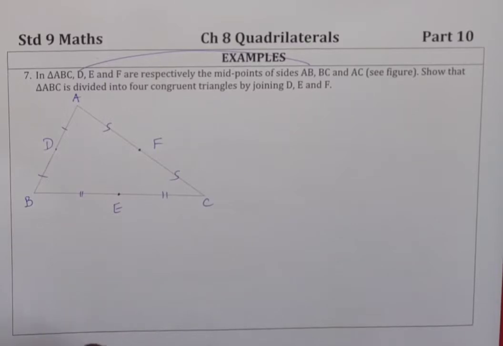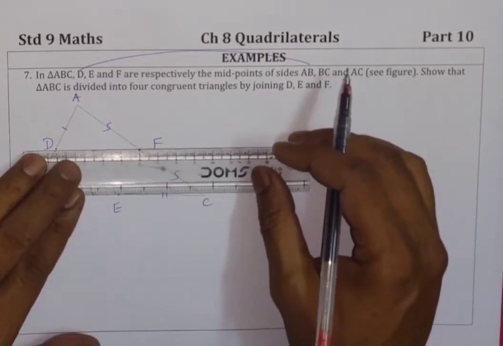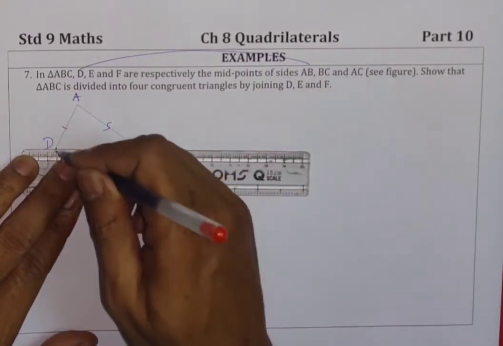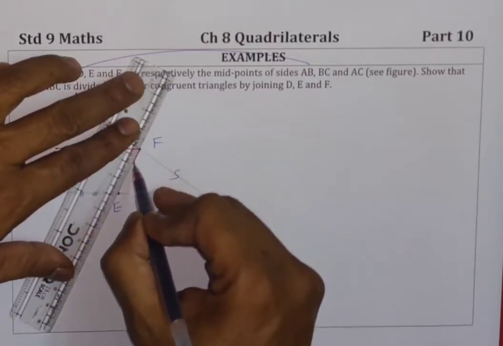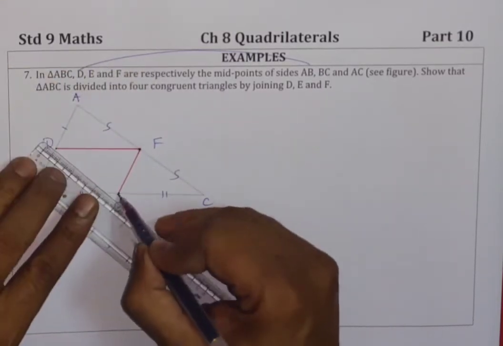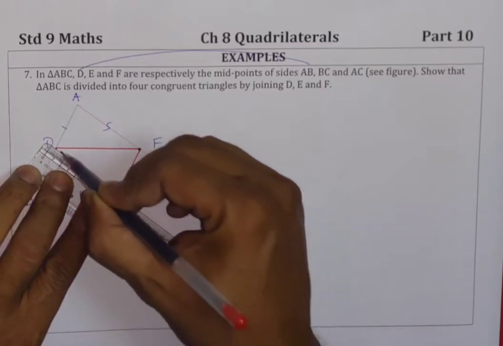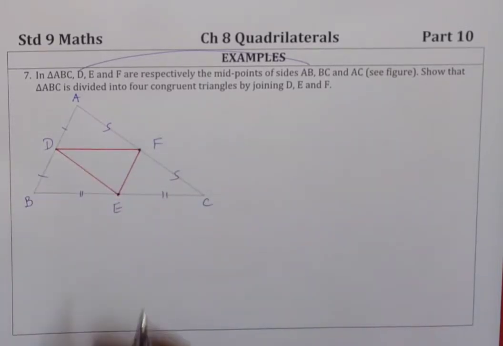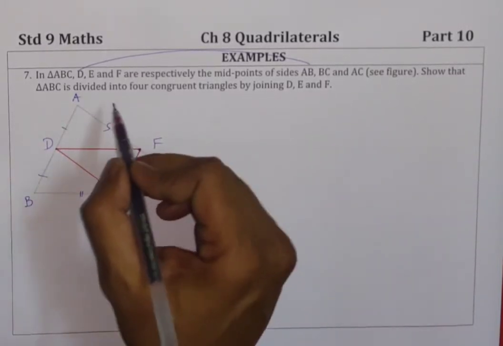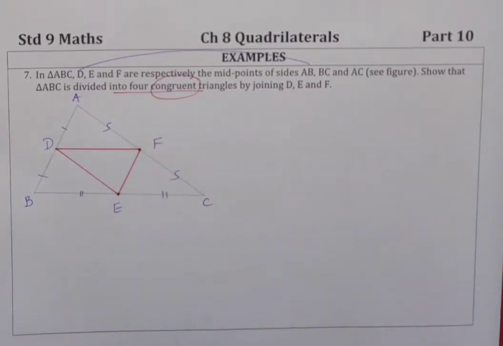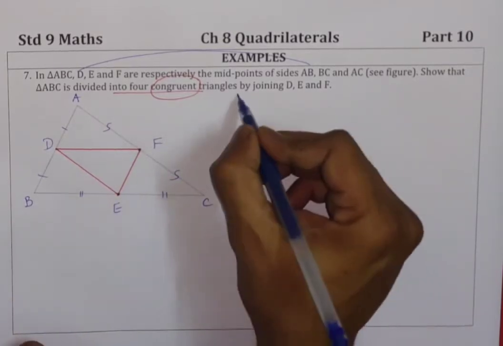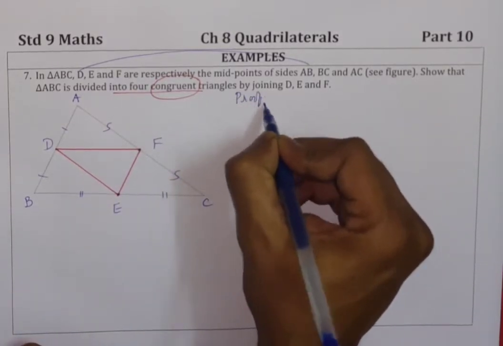Let's join DF, join EF, and join DE. So 4 triangles are formed. So all these 4 triangles are congruent to each other. Children, how will you prove that? Again, write the data and what is to prove. I'll be writing the proof. Alright, children.